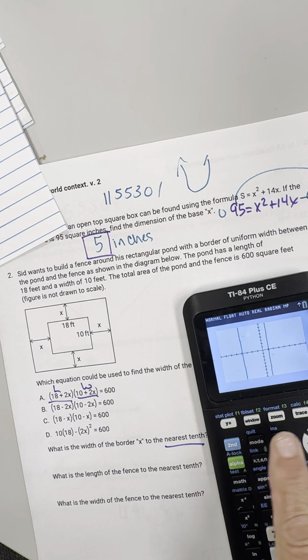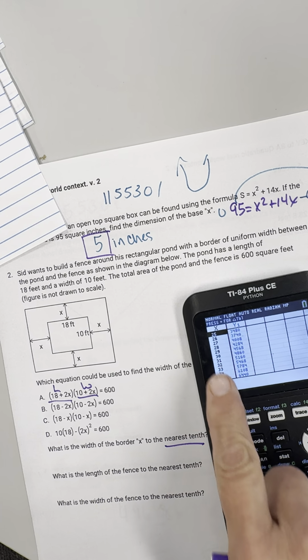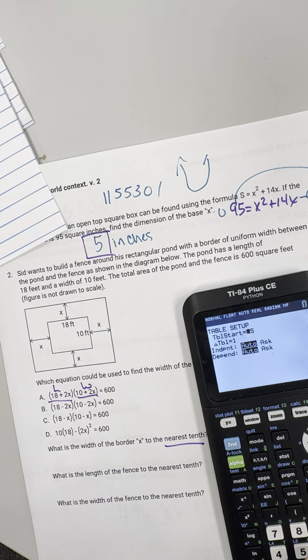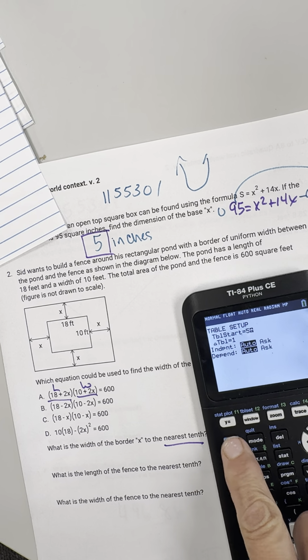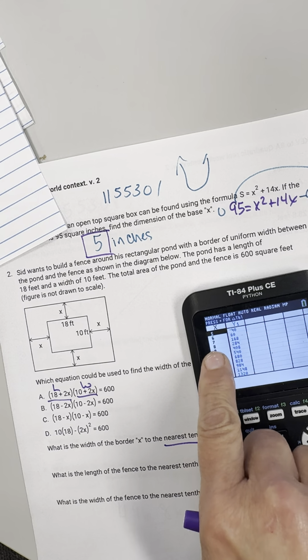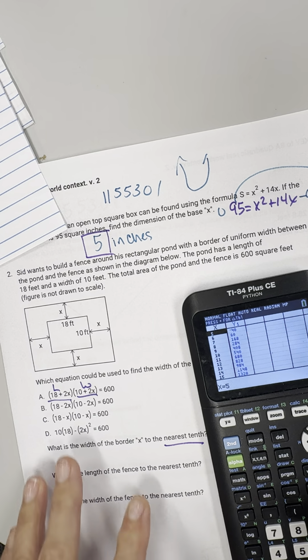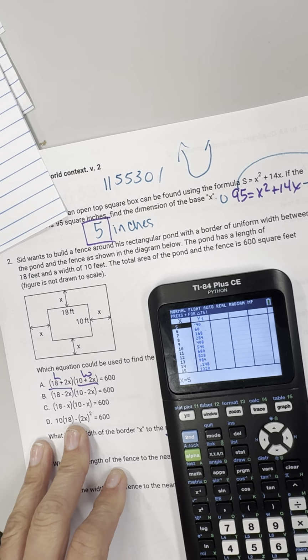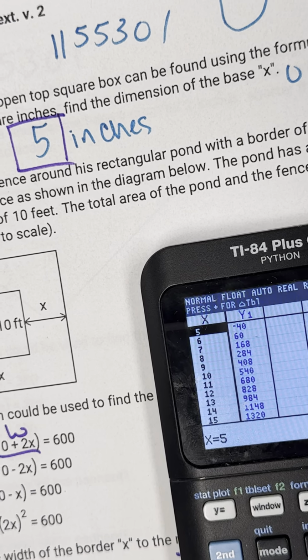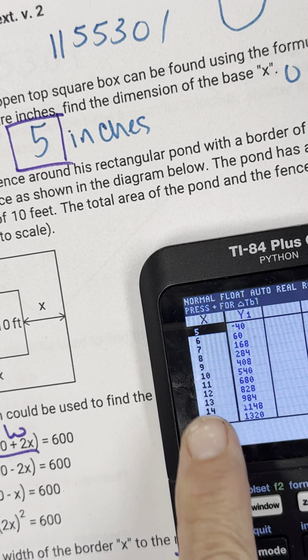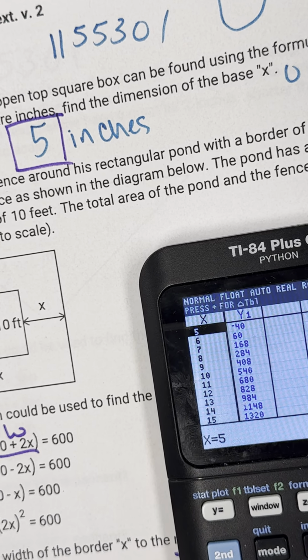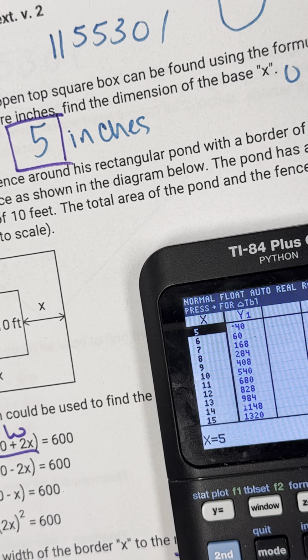So I'm going to go to my table. I'm at 25, don't want to be that high, so I'm going to start somewhere around 5, and I'm looking for where it goes from negative to positive. So let me zoom in just a tad. There are 2 ways to get your answer. I can use my table. So between 5 and 6, I go from negative to positive.